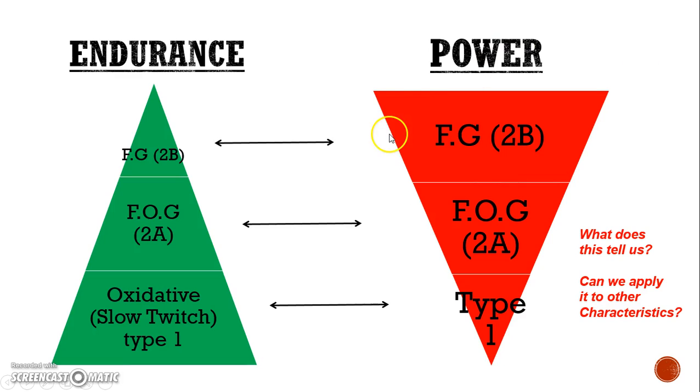And it's just a reverse here, so I've done the pyramid going down this time. So you've got your fast glycolytic at the top, which are your type 2Bs for power. And then you've got your fast oxidative glycolytic, which is 2A, in the middle again, and your type 1, which is your oxidative. That's the one you're going to use least for power or strength.